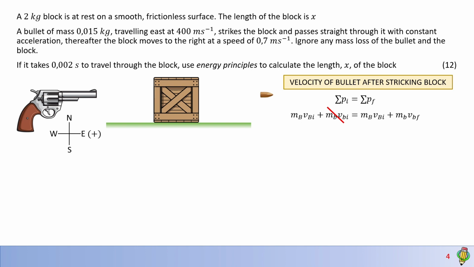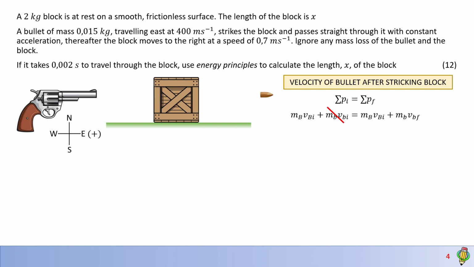Going to the other side of the equal sign, does the bullet have momentum after the collision? Yes, because it continues to move at a certain velocity, which we are trying to calculate. Does the block have final momentum? Yes, of course, because the block continues to move eastward at 0,7 meters per second. Now we can substitute and leave the cancelled terms as 0.